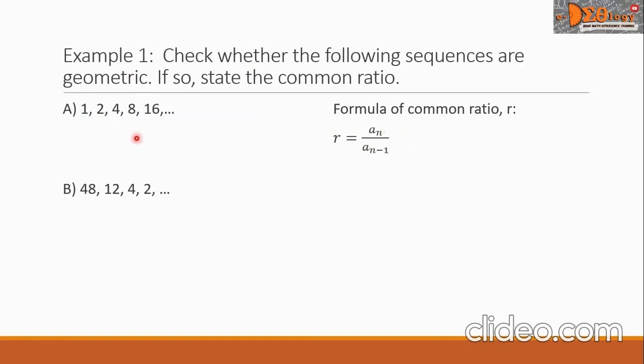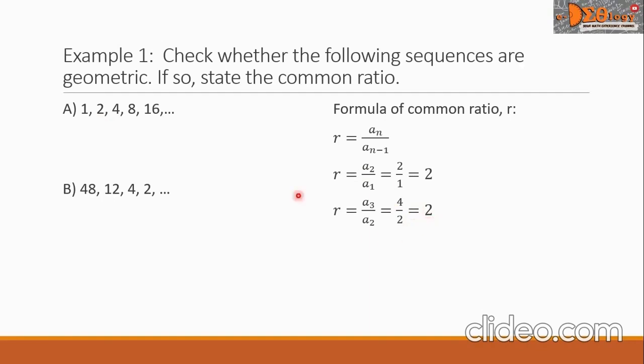Let us take two consecutive terms. Let's say r equals a sub 2 over a sub 1. Substituting these values, we have now 2 over 1, and we have 2. This is the ratio of a sub 2 and a sub 1. Let's take another pair, let's say a sub 3 over a sub 2, and this is 4 over 2, which is also equal to 2.